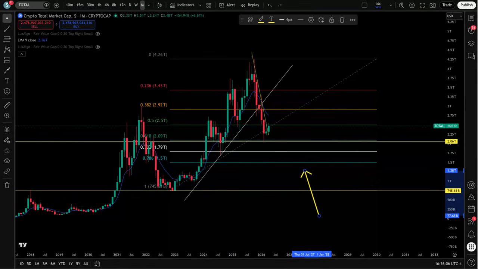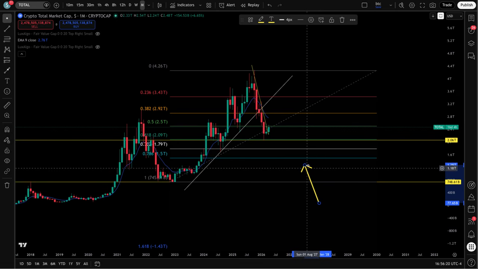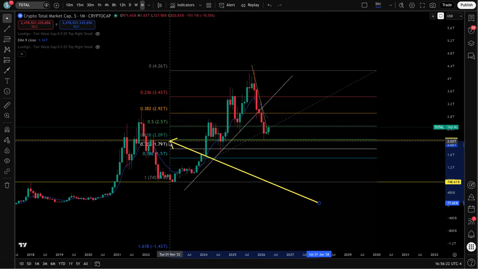Back here with a look at Bitcoin, the total market cap, and we're also going to take a look at Kaspa, see if we can figure out what's going on here. If we're going to have a bounce to the upside, get a rally here, or if we're going down further. First off, I do want to show you we are at the 618 retracement.